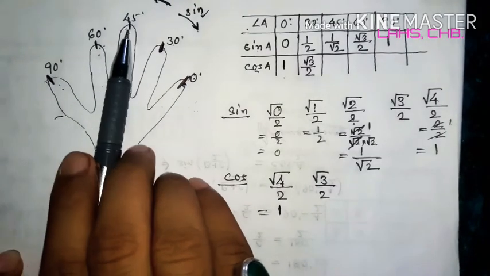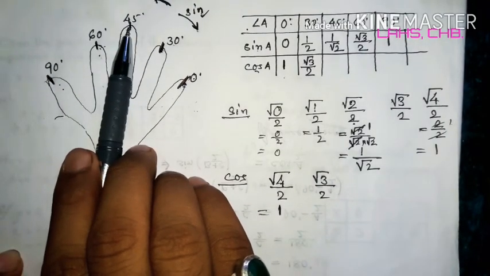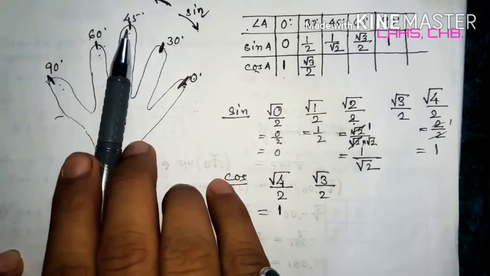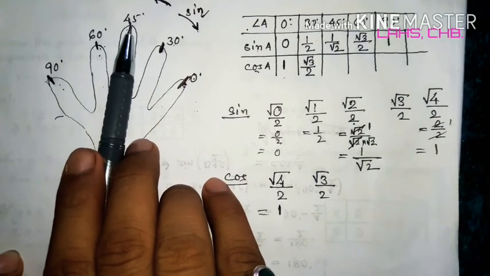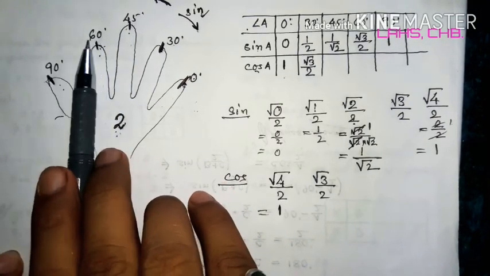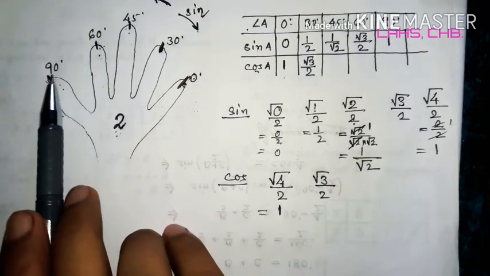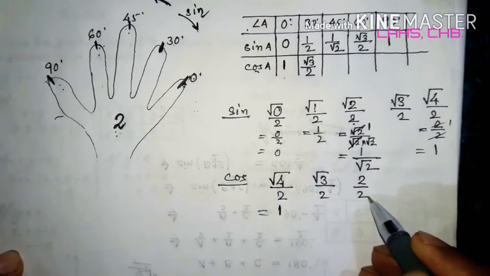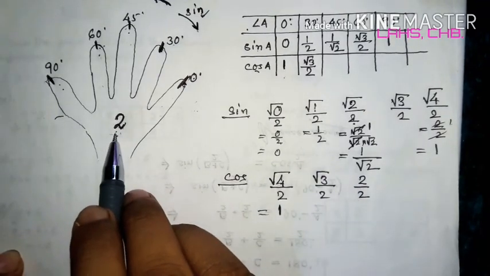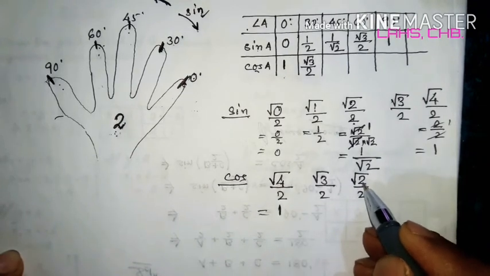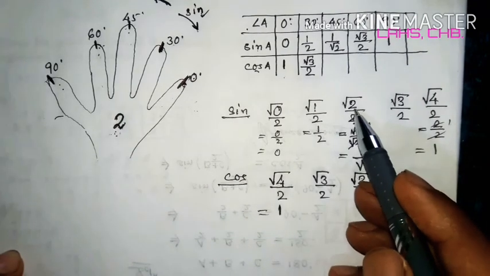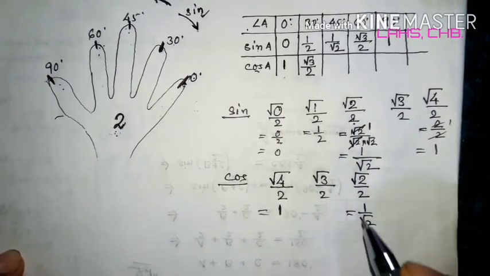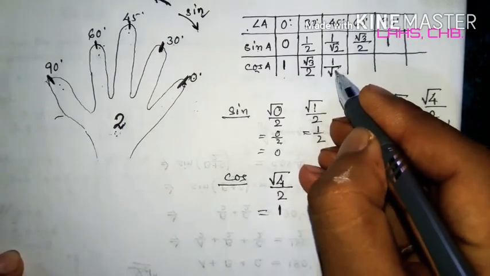Then see, cos 45. 45 is here. So we need to count the fingers in this direction or in this direction. See, I have mentioned the direction here. In order to get the value of cos 45, we are going to count the fingers in anti-clockwise direction. That is 1, 2 fingers are there. So 2 by 2. Then put a square root at the numerator place, and in the same way you need to solve. So finally you are going to get the value 1 by root 2. So write here 1 by root 2.